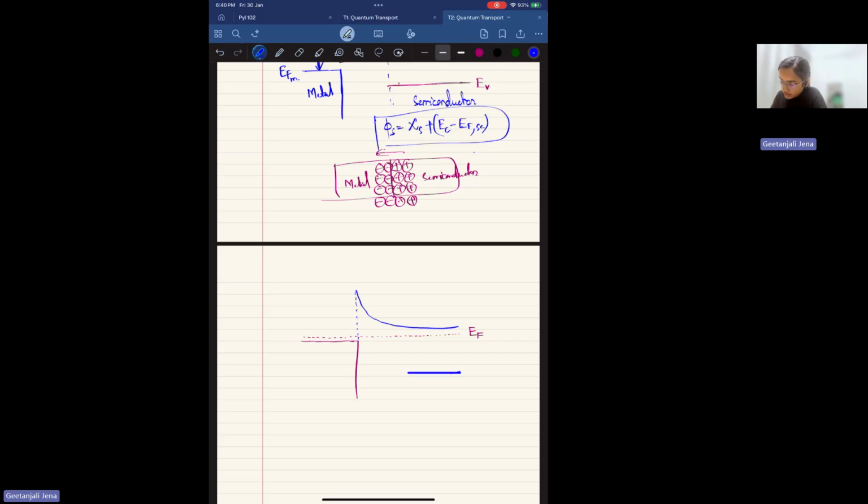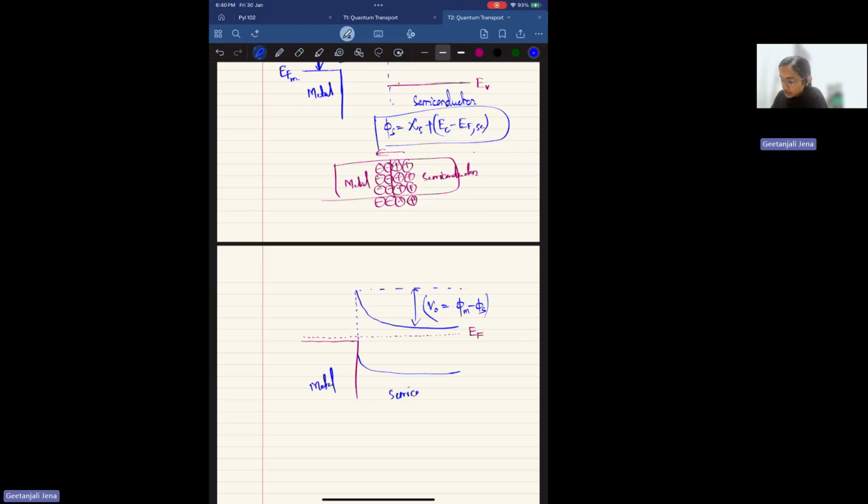Similarly, the valence band will also move upward. And we'll see a built-in potential because of the space charge. So V0, we can write it as phi m minus phi s. And this built-in potential will prevent any further charge carrier movement from the semiconductor side to the metal side.